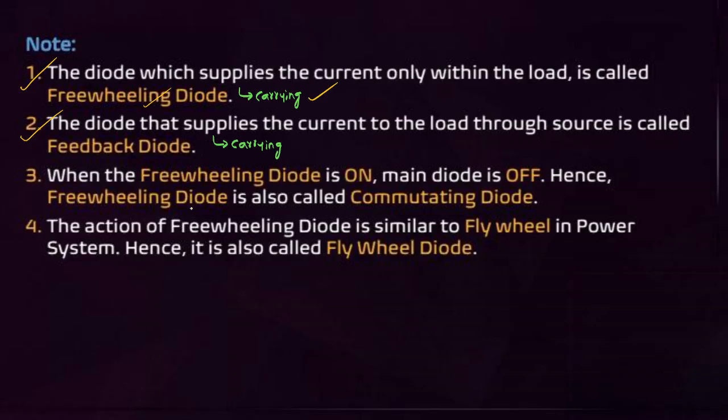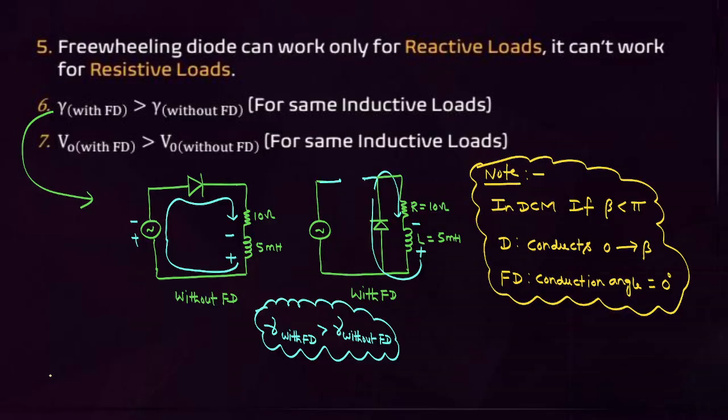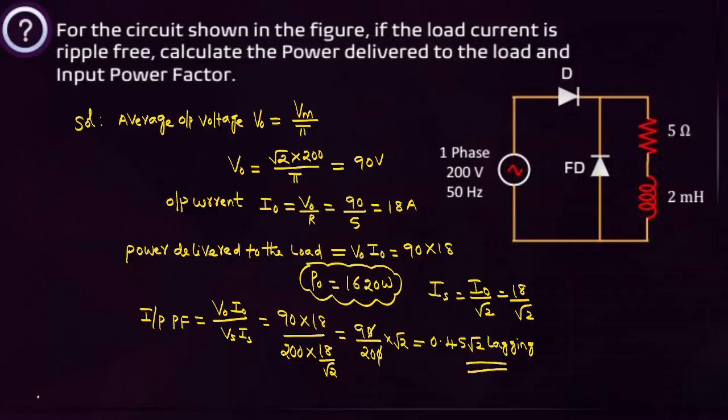But the freewheeling diode is also called a flywheel diode or commutating diode. That you have to consider. Then the conduction angle with a freewheeling diode is always greater as compared to without freewheeling. Average output voltage with a freewheeling diode is greater than without a freewheeling diode, because with a freewheeling diode negative spikes are eliminated.